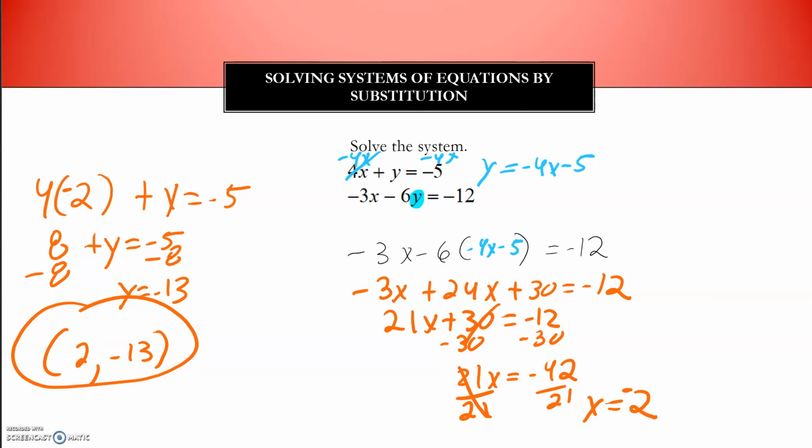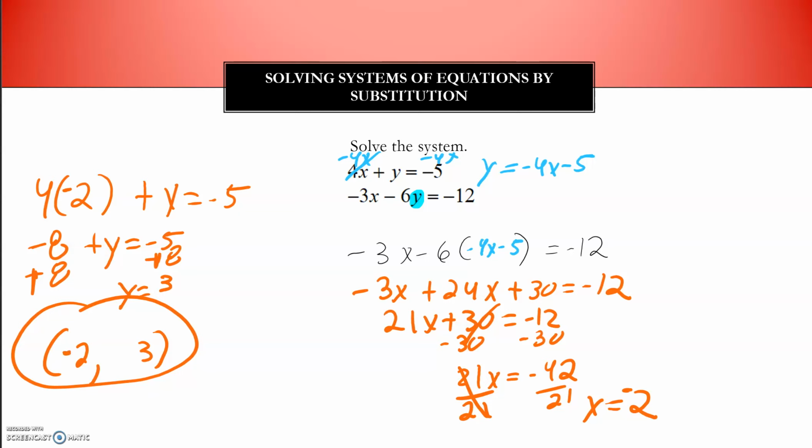So that'll change our answer for y. So this would be a negative 8. So I would be adding 8 on each side. So this would actually be positive 3. So the answer is 2, 3. So with this one, negative 2, 3.